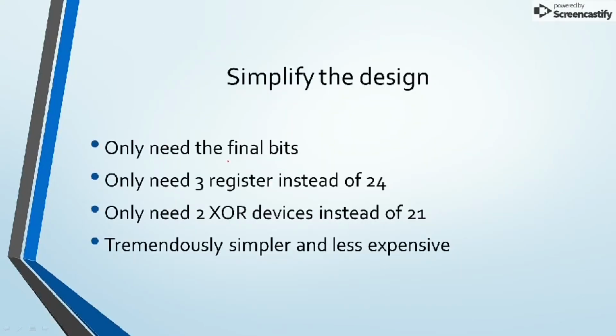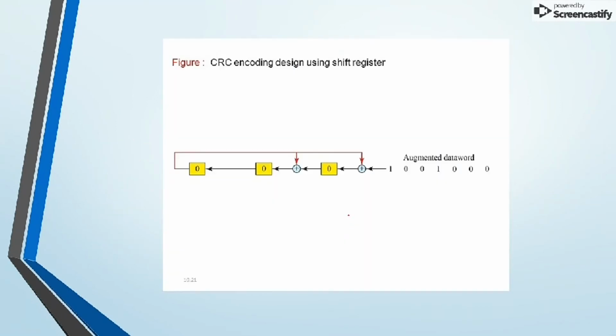Simplify the design. The reason is that we don't need to keep the intermediate values of the remainder bits. We only need the final bits. We only need 3 registers instead of 24 registers. And we don't need 21 XOR devices. 2 are enough, because the values of these columns are 0, so we skip the XOR devices.